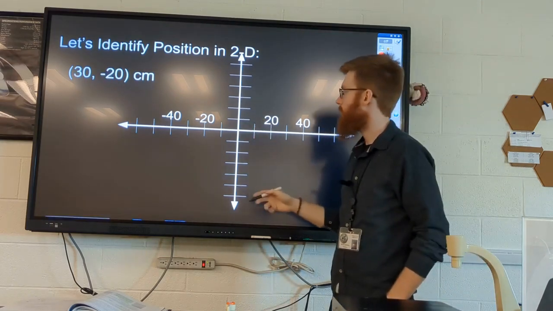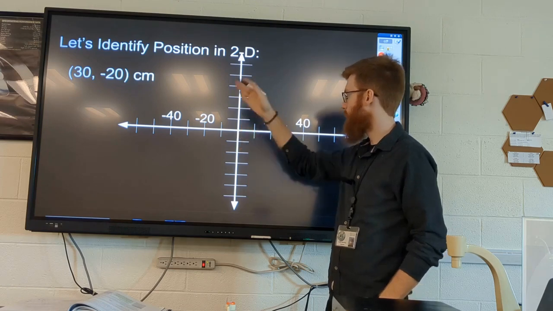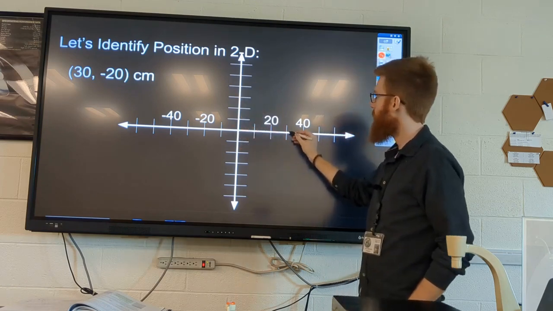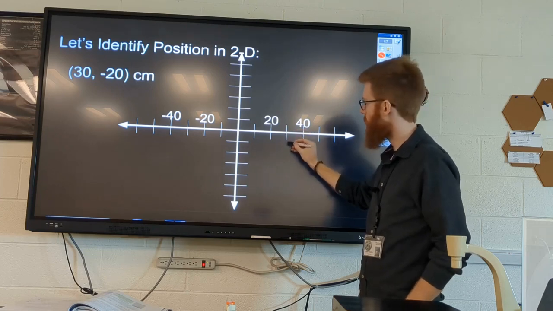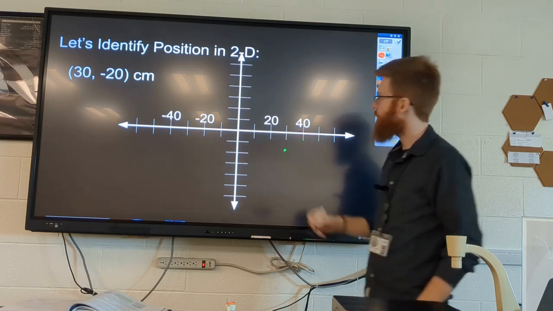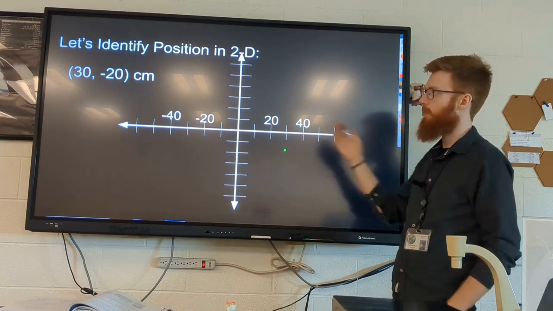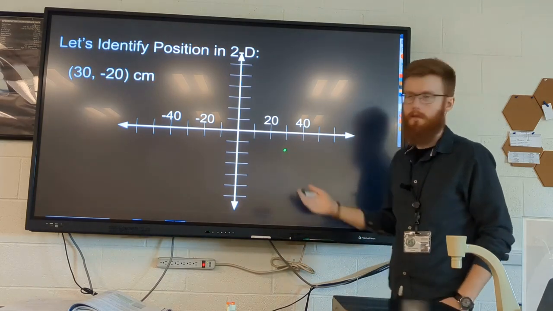30, negative 20. So the x is the 30, that's the first number, 1, 2, 3. And then the y is negative 20, so that negative again is just direction telling us to go down, 1, 2. We could also call this 30 east, 20 south, I suppose.